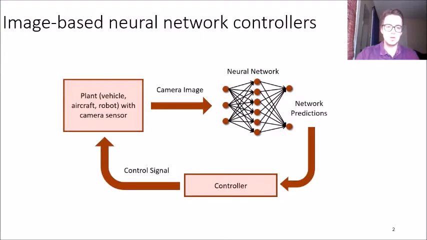So in general, this work is going to consider image-based neural network controllers, which is depicted here in this diagram. You might have some plant, which is the vehicle or robot that you're trying to control. There is some onboard camera sensor, which is recording images, and then you would have a neural network that is trained to take those images and give some predictions. That could be your control signal directly, or it could be some features that would then be routed through a controller to create some control signal. That would be fed back into your vehicle, and this would be running at some frequency in order to control your vehicle using this neural network.